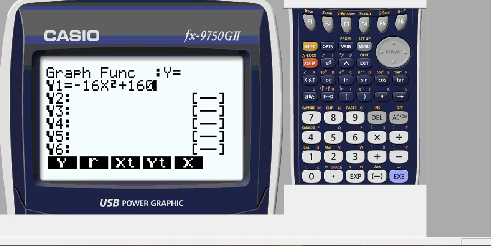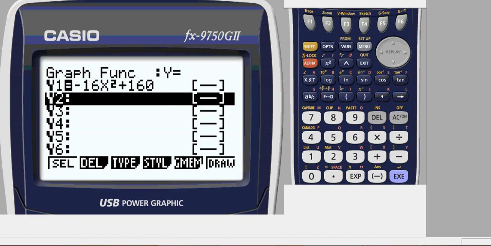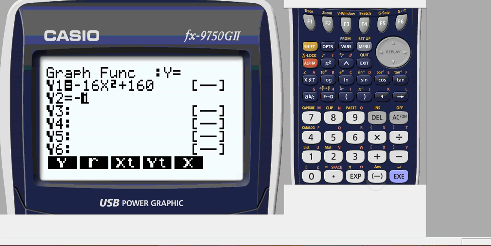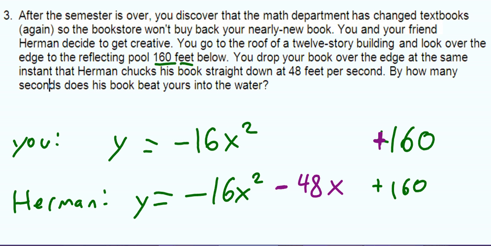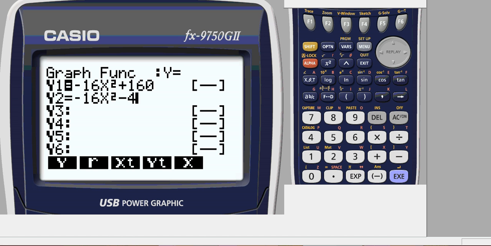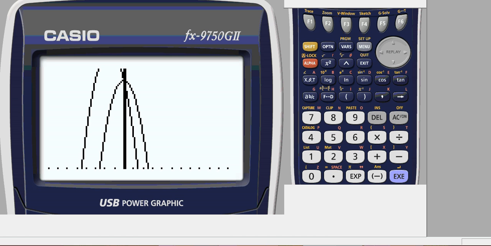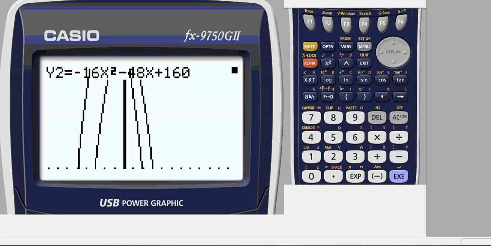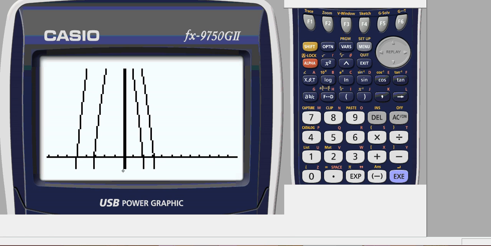And then in y2, we can type in Herman, that threw his book down, so it's a negative velocity, 48, but it still started at that same 160 feet high. So you can see they both come down here, they both hit the ground. We're looking at the ground, so make sure you see your x-axis.